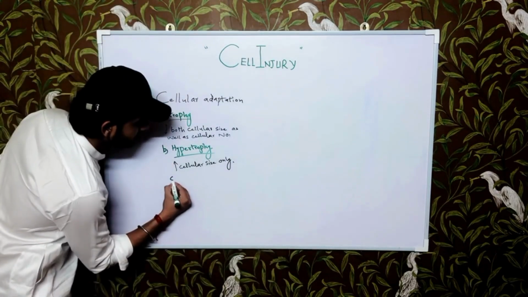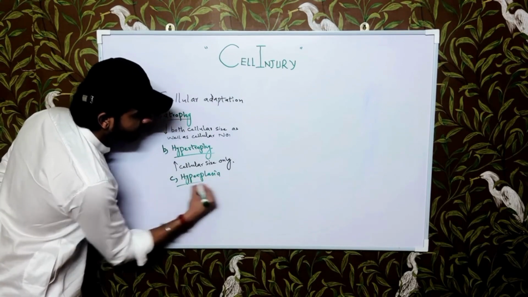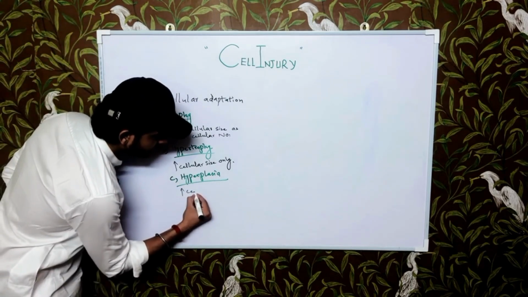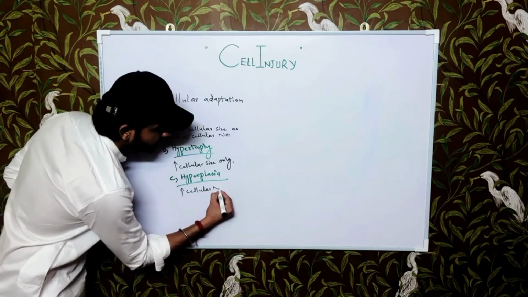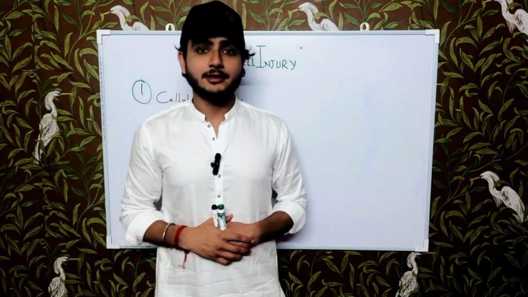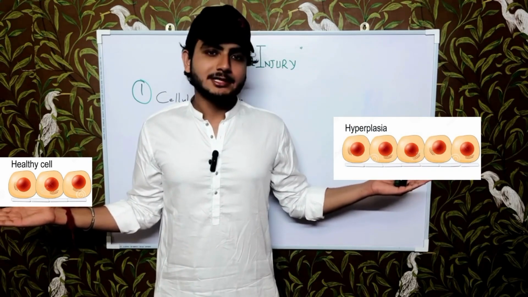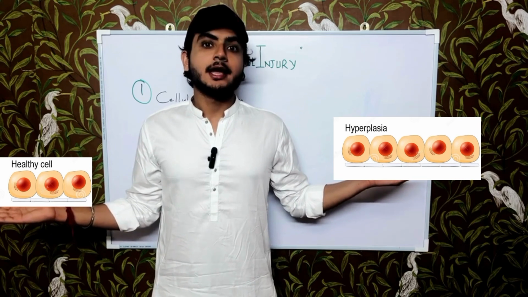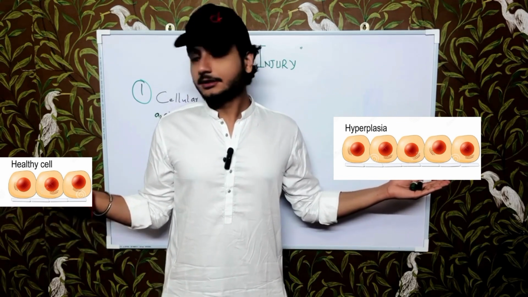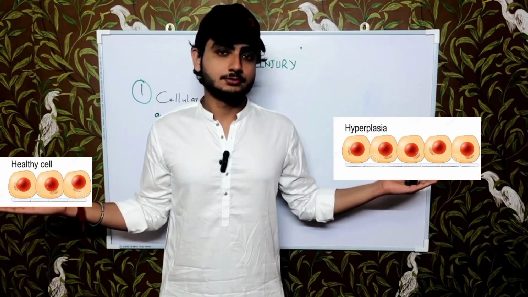So the third concept is hyperplasia. Hyperplasia is the increase in cellular number only. Let's look at the diagram. This is the normal tissue and this is the tissue which has undergone hyperplasia. In the hyperplastic tissue, the cellular number has increased. So you can clearly see that the normal tissue has a lower cellular number than the hyperplastic tissue.